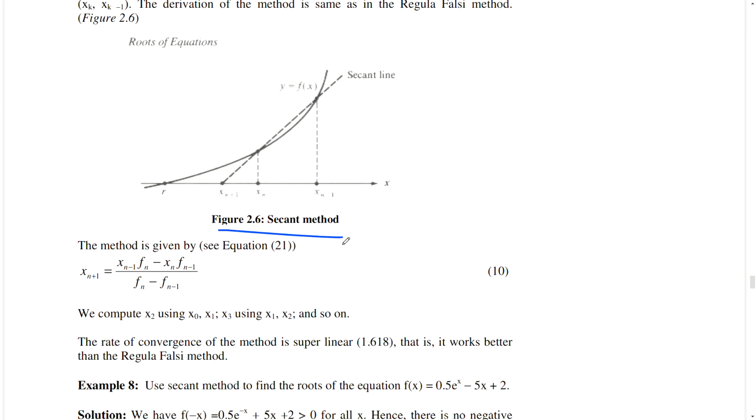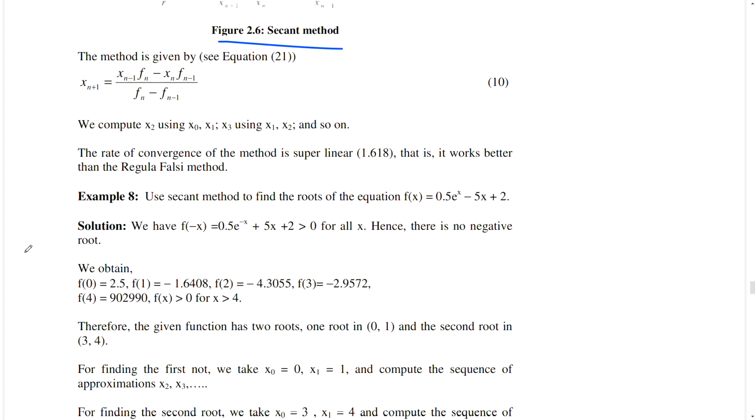Figure: secant method, roots of equation, secant line. The method is given by this equation x(n+1) equal to (x(n−1) fn − xn f(n−1)) by (fn − f(n−1)). We compute x2 using x0, x1, x3 using x1, x2 and so on. The rate of convergence of the method is superlinear, 1.618, that is, it works better than the regula falsi method.